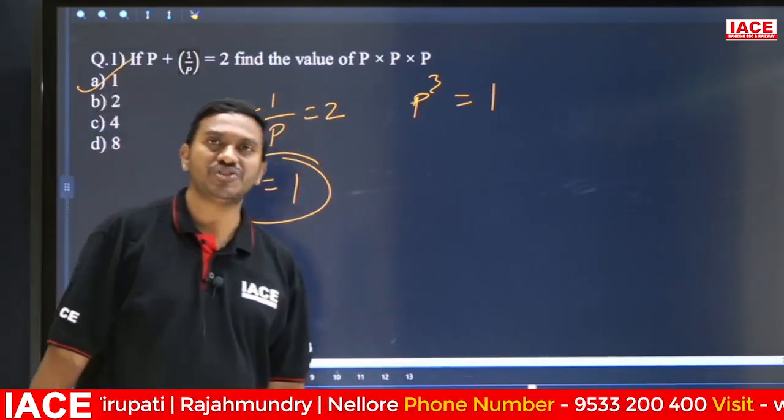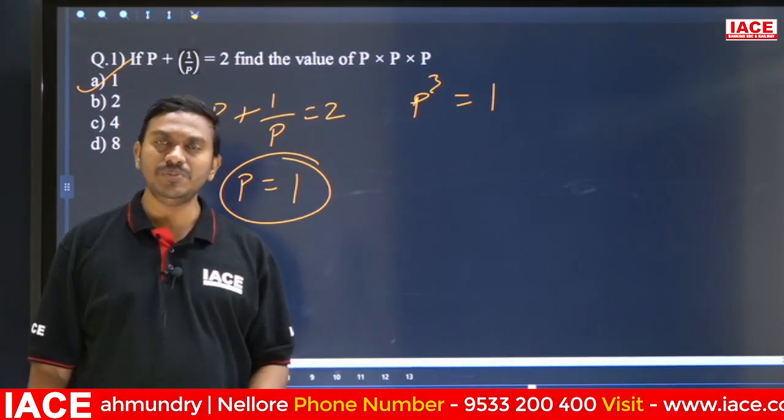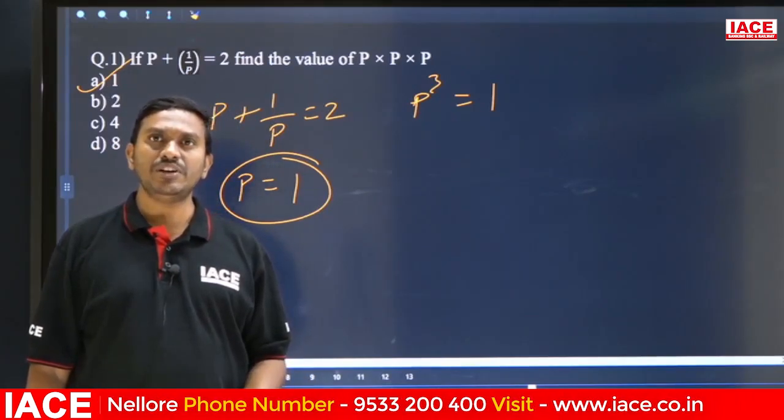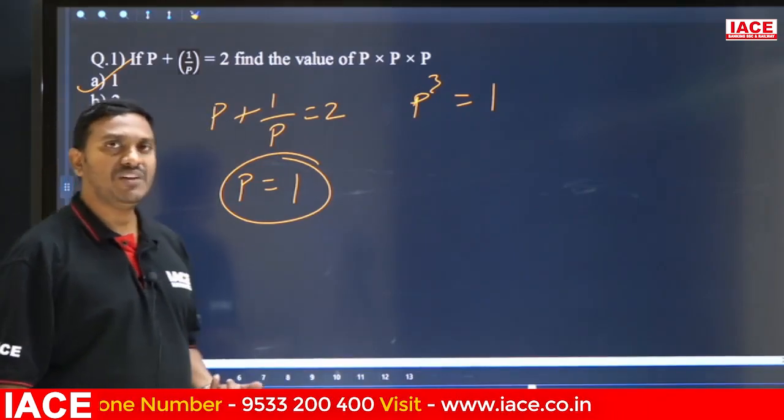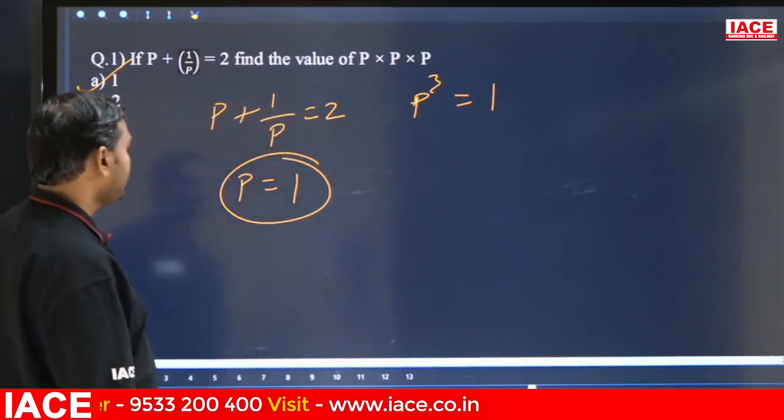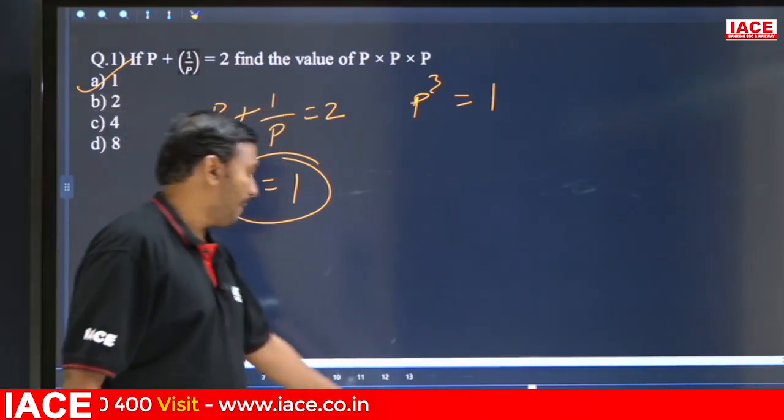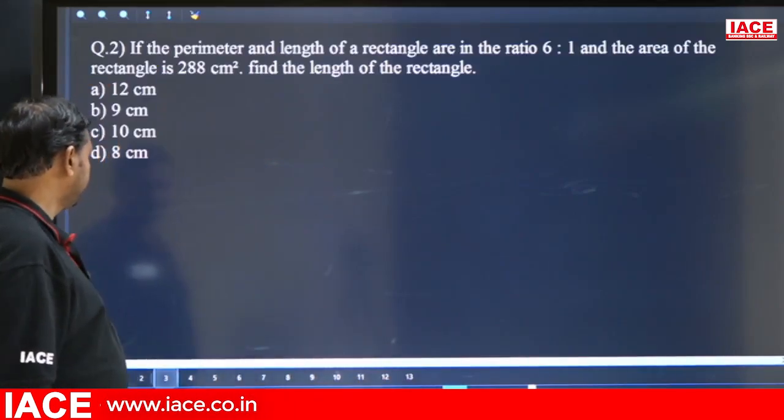Direct question, simple question. Anytime p plus 1 by p equal to 2 means p value is 1. Okay, right. Then next one.